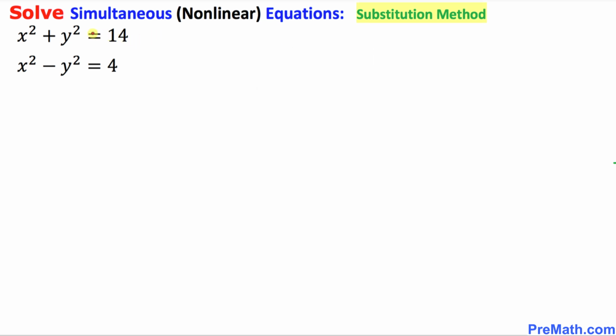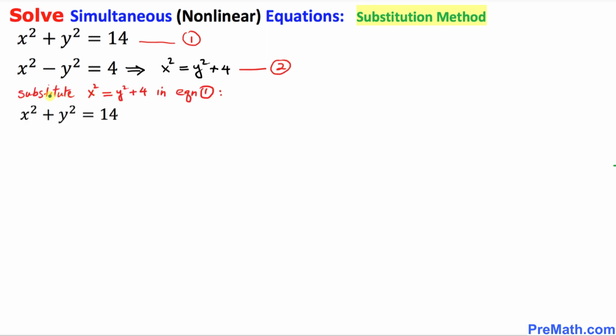Now let's get started. Let's look at the very first equation, x squared plus y squared equal to 14. I am going to call it equation number 1. And let's tweak the second equation. I can write this second equation by just moving this y square on the other side, and this is going to be written as x square equal to y square plus 4. All right, and I am going to call this one equation number 2.